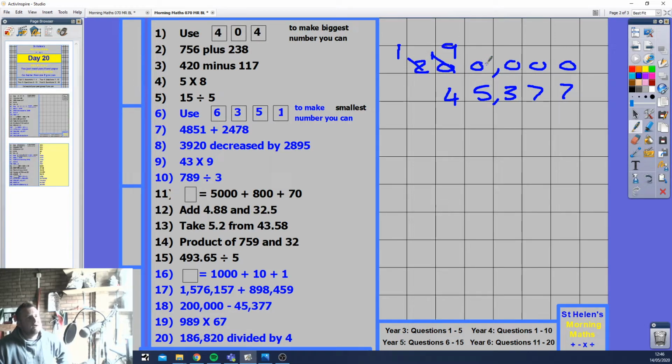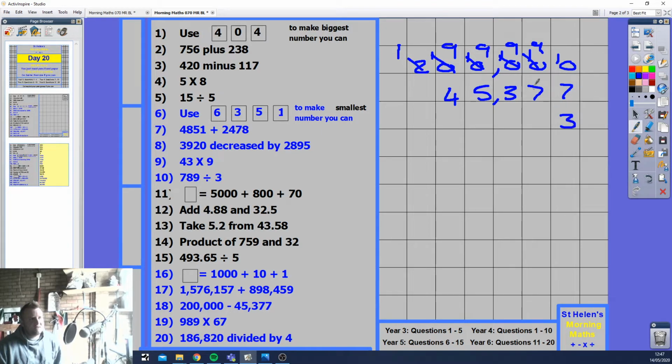The 10,000s become 9 because I'm going to give 10,000 to the thousands. That becomes 9,000 because I'm going to give 1,000 to the 100. That becomes 9 because I'm going to give 100 to the tens. And that becomes 9 because I need to give 10 to the units. Whew! And now I'm simply just subtracting.